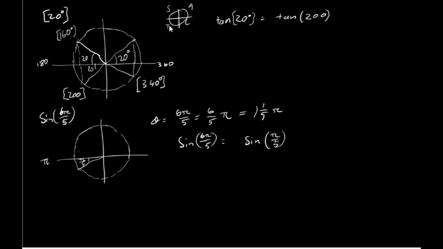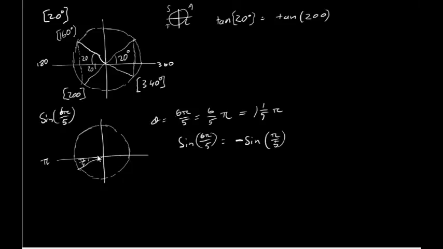And we're in the third quadrant, which means tan is positive, so sine is going to be negative. So sine of 6 pi on 5 is going to be the same as minus sine of pi on 5. And that's all I need to do at this stage.